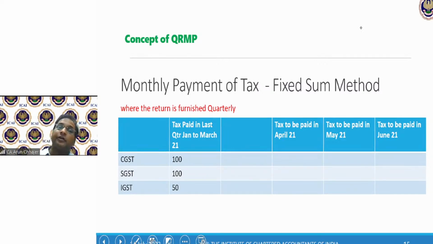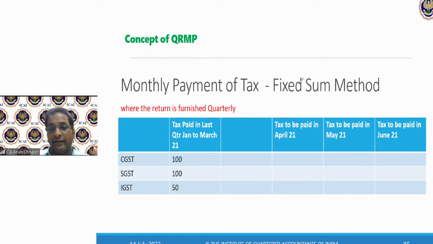Absolutely correct, because it is the liability which is being paid in cash. उसी का 35% लेना है, ग्रॉस लाइबिलिटी का नहीं लेना। Let's say gross liability is 500, and let's say 250, मुझे उसका नहीं लेना। I have to take the amount which is deposited.